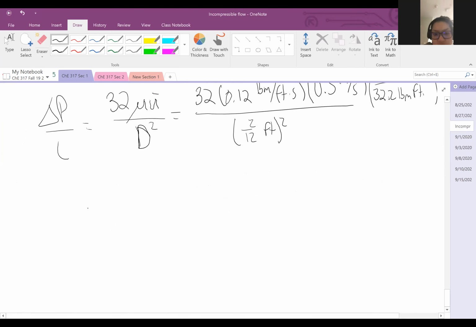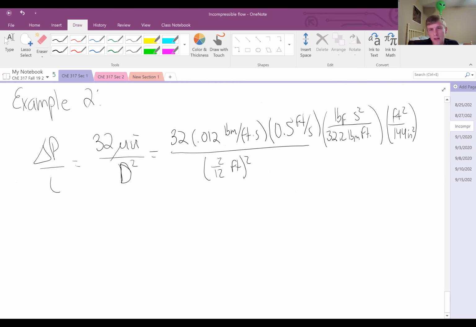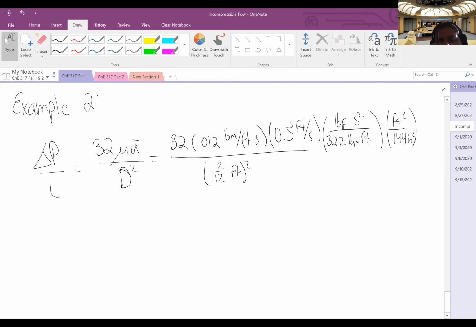Dr. Lopez, isn't the mu factor supposed to be 0.012, not 0.12? Oh yeah, sorry, I forgot the 0. Thank you. So we have 32 times 0.012 times 0.5 divided by 2 divided by 12 squared, and then divided by g sub c, 32.2, and then divided by 144. And this should give you, like I said, 1.5 times 10 to the minus 3 psi per foot.